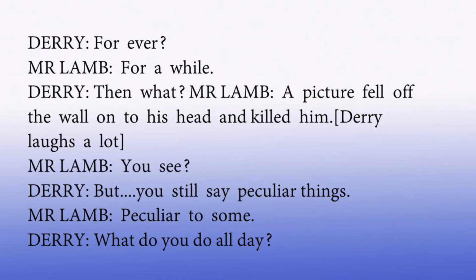Derry laughs a lot. So immediately Derry says, what happened? Did he sit there forever? Then Mr. Lamb says, no, he sat there only for a while. What happened to the man? There was a picture on the wall, and that picture fell on his head when he was sitting on the bed and killed him. So immediately Derry starts laughing.